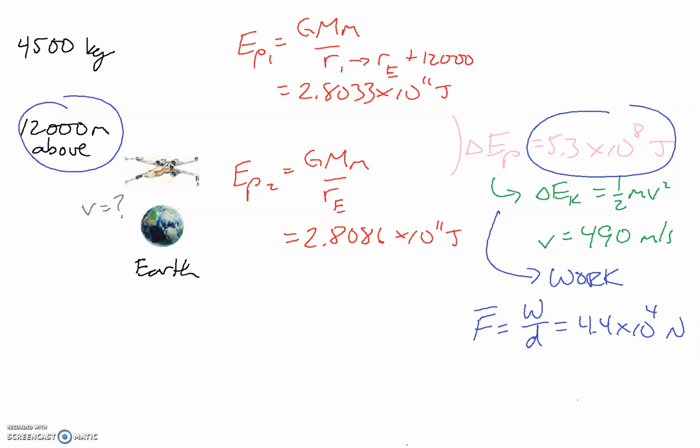And if you try and do GMm over r squared here and here, it's not going to work. It can be done, but it's disgusting. It's a lot easier to do it this way. And some people say, well, it's the average force, so just find the force here and double it. No, it doesn't work that way, because since it changes with an inverse square law, it doesn't just double or get half as big or anything. It's a lot easier just to calculate it like this. It just works an awful lot better.